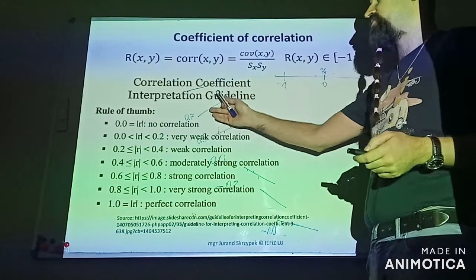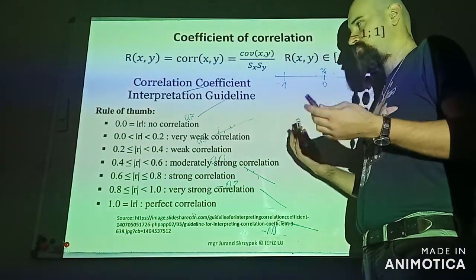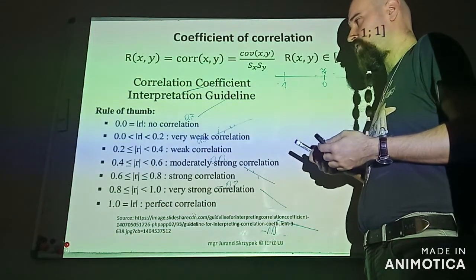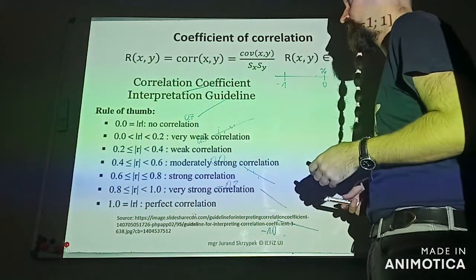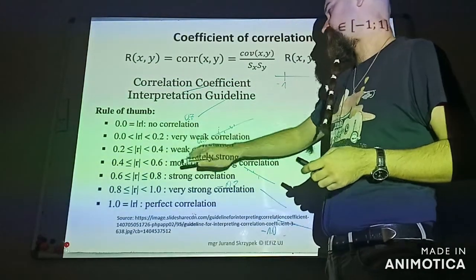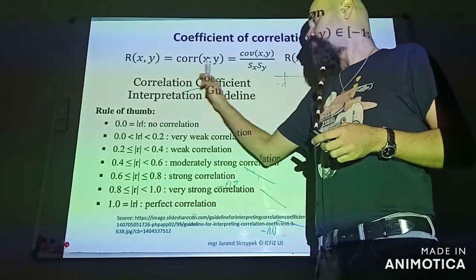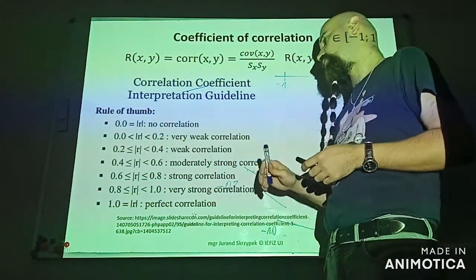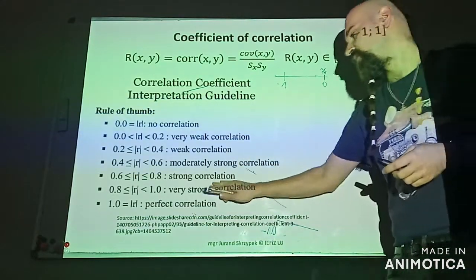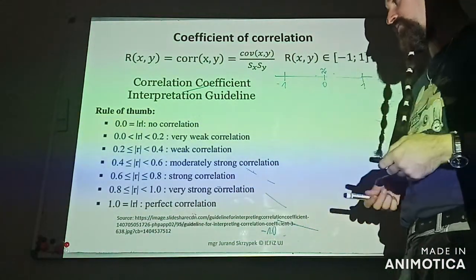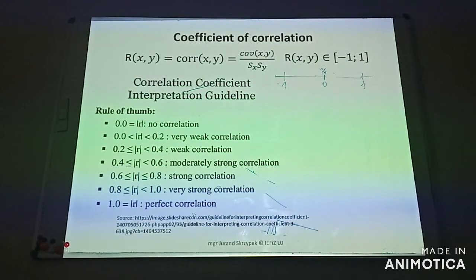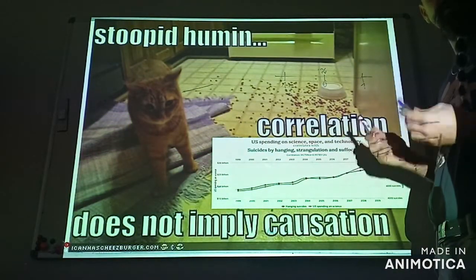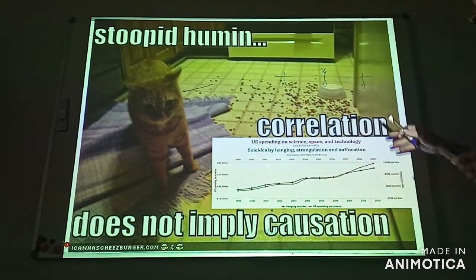And here statisticians propose an interpretation of the R coefficient. Around 0, no correlation. From 0 up to 0.2, very weak correlation, and so on, up to perfect, ideal correlation. And statistician beginners, remember that rule.